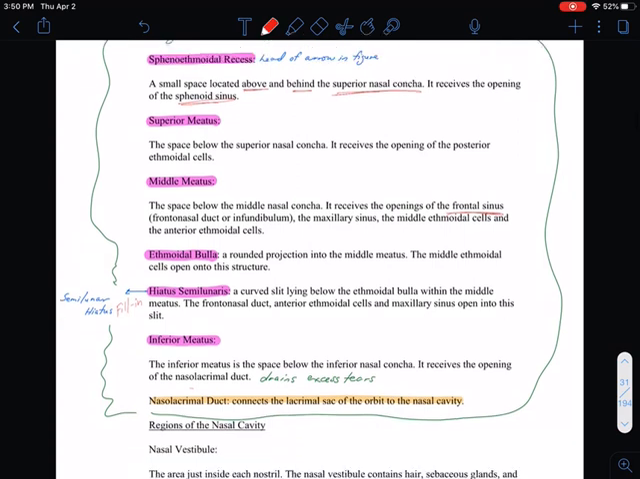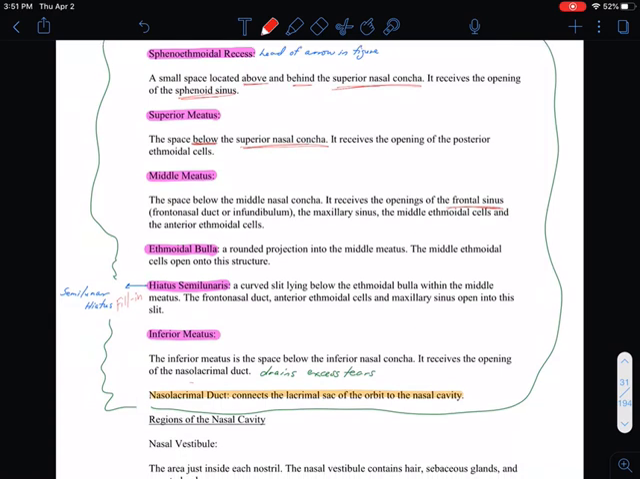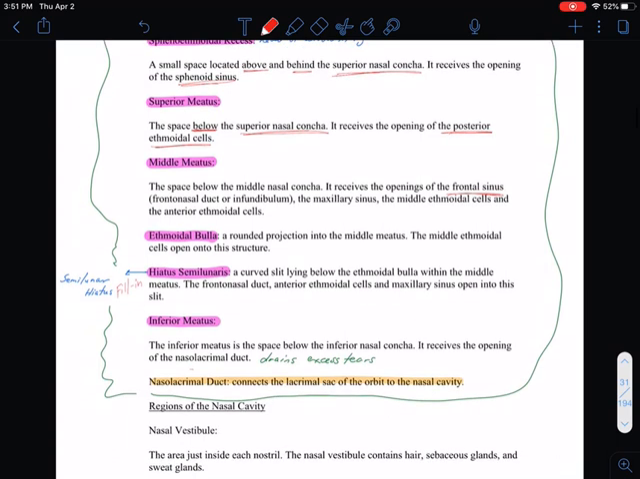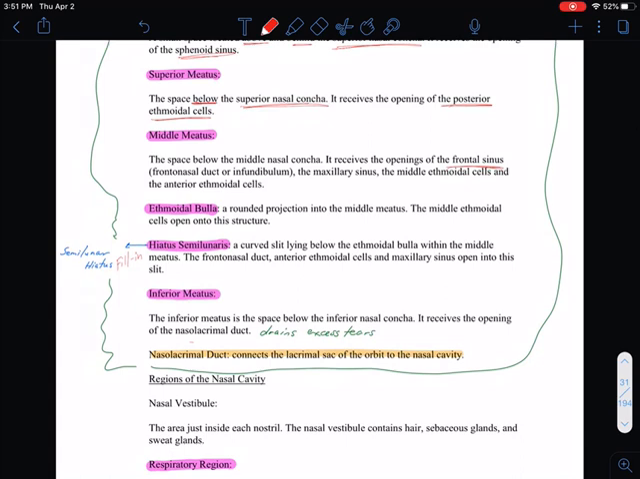Next, we have our superior meatus. It is below the superior nasal concha, and it receives the opening of your posterior ethmoidal cells. Superior meatus below the superior nasal concha, and again, superior meatus is associated with the posterior ethmoidal cells. Next, we have middle meatus, space below middle nasal concha, straightforward there. Receives openings of the frontal sinus, maxillary sinus, middle ethmoidal cells, and anterior ethmoidal cells.